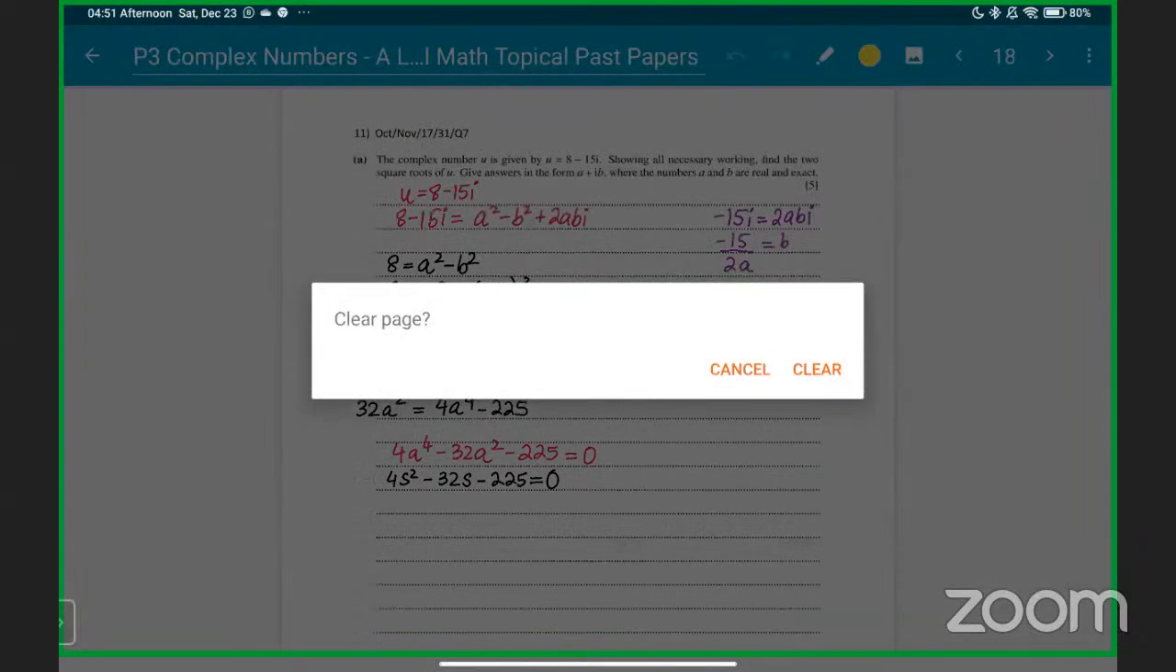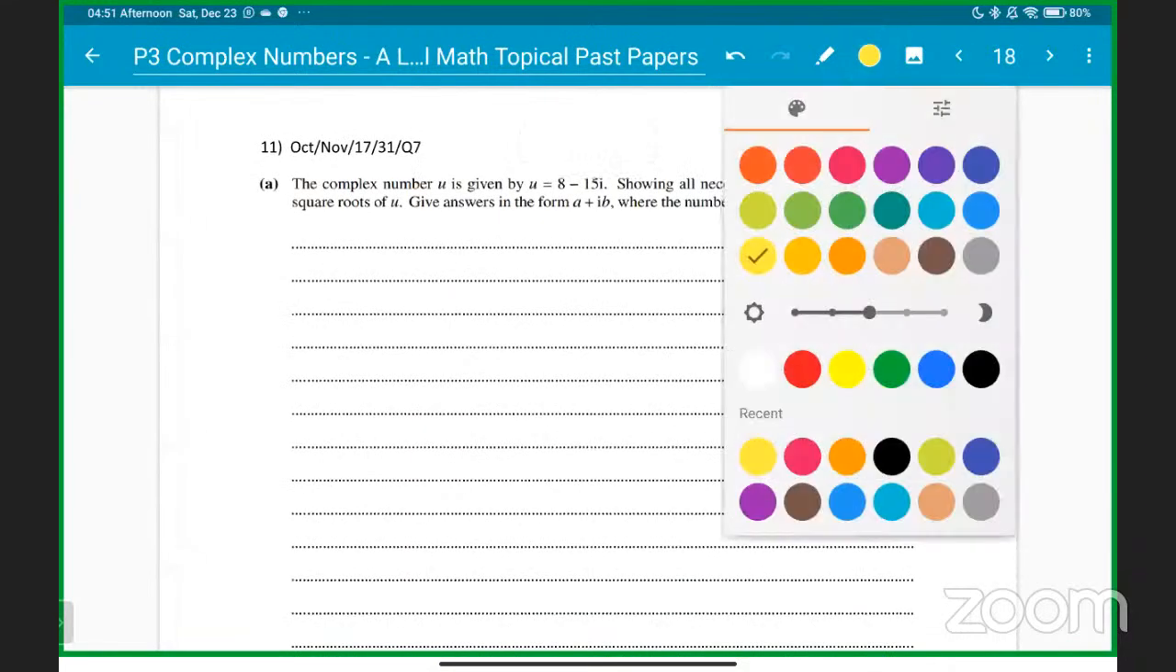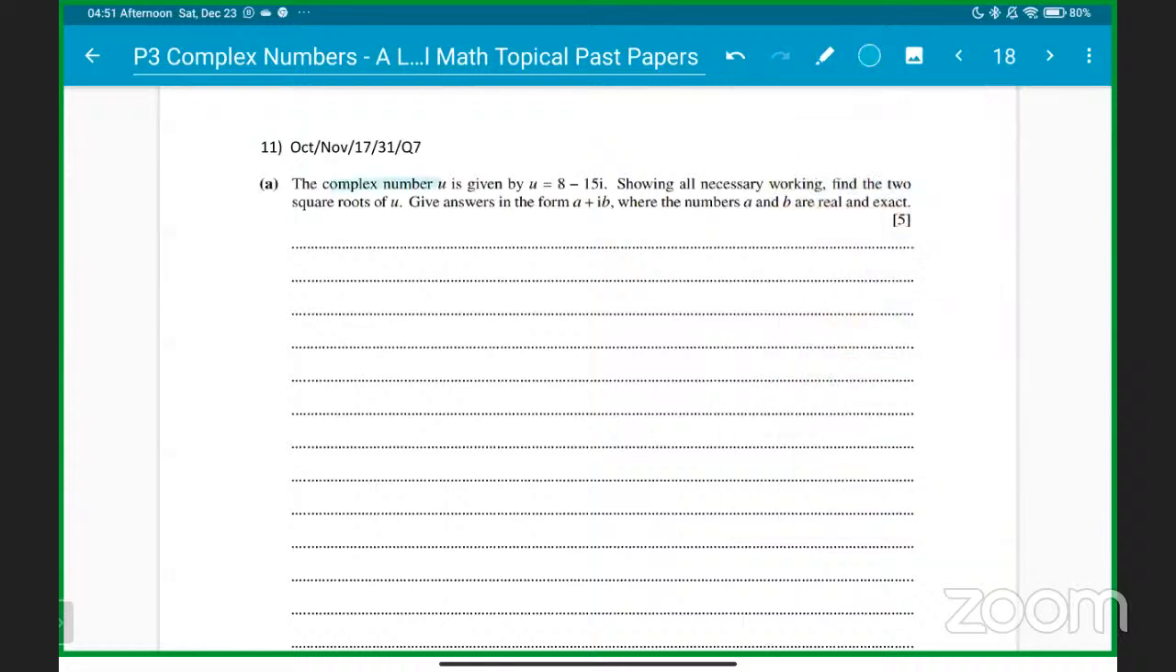Okay, everyone. It's exactly the question for 5 marks. Definitely they will ask you for 5 marks, a past paper question. You make sure you go through the example as well. Everyone getting it? The complex number u is given by u equals 8 minus 15i. Everyone with me? Following?